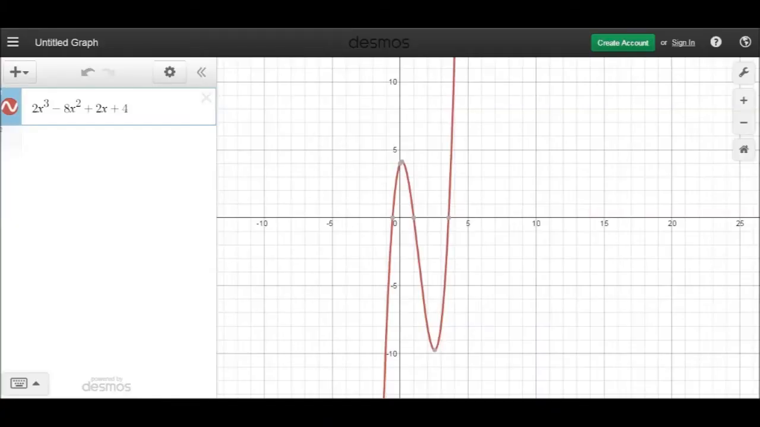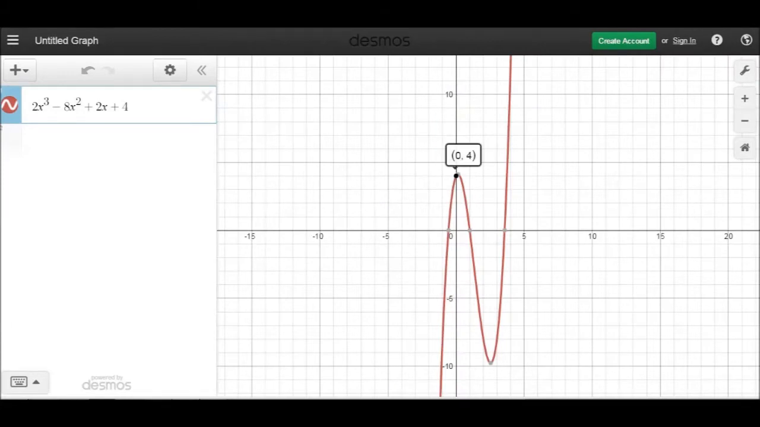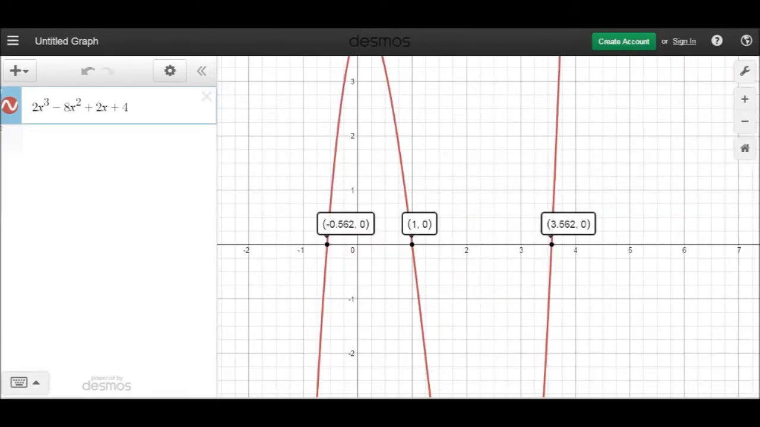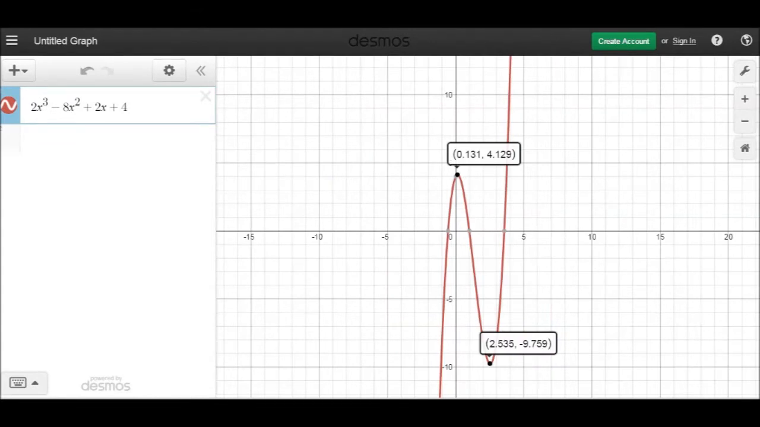Well, we're here at Desmos now, and we can see that I was correct on the end behavior, which falls to the left and rises to the right, and the domain and range, which is positive and negative infinity. The y-intercept I was also correct on, and I was also correct on all real number zeros. Now, the relative minimum is (2.535, negative 9.759). The relative maximum is (0.131, 4.129).